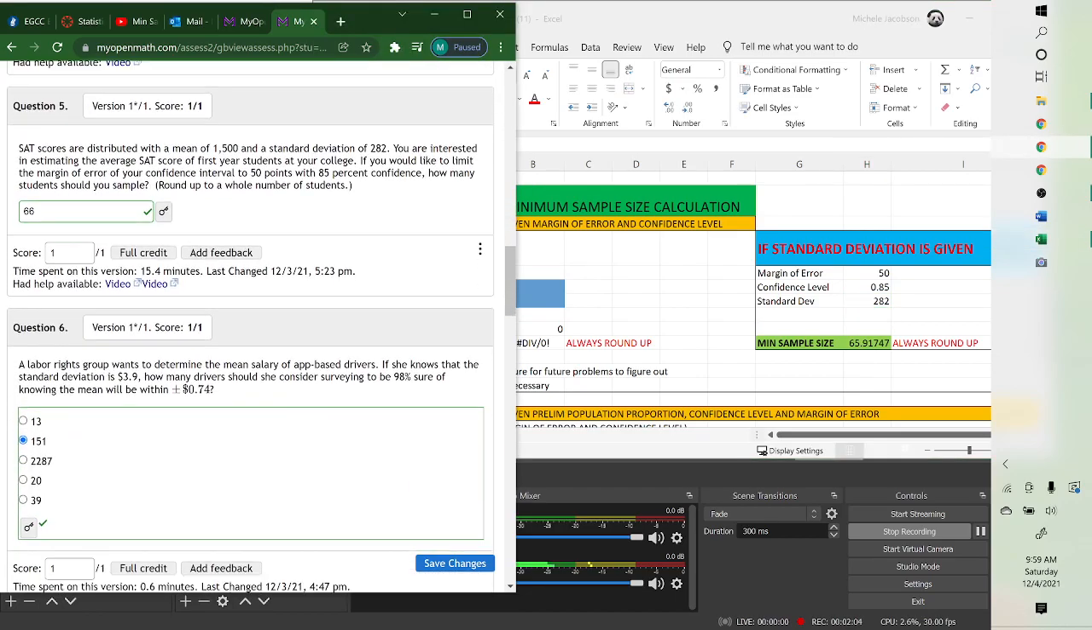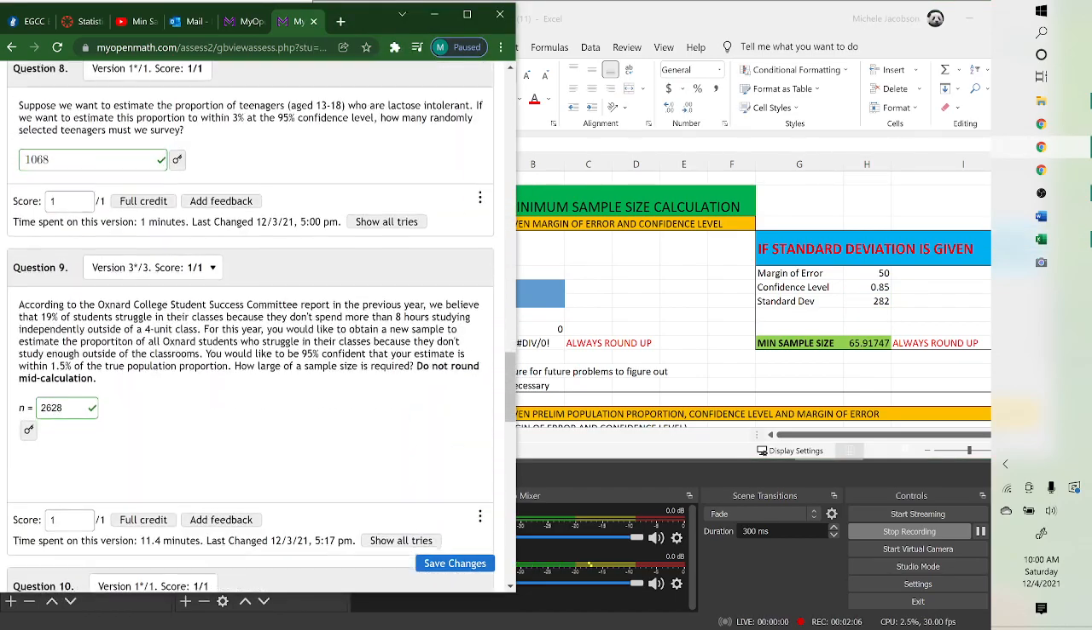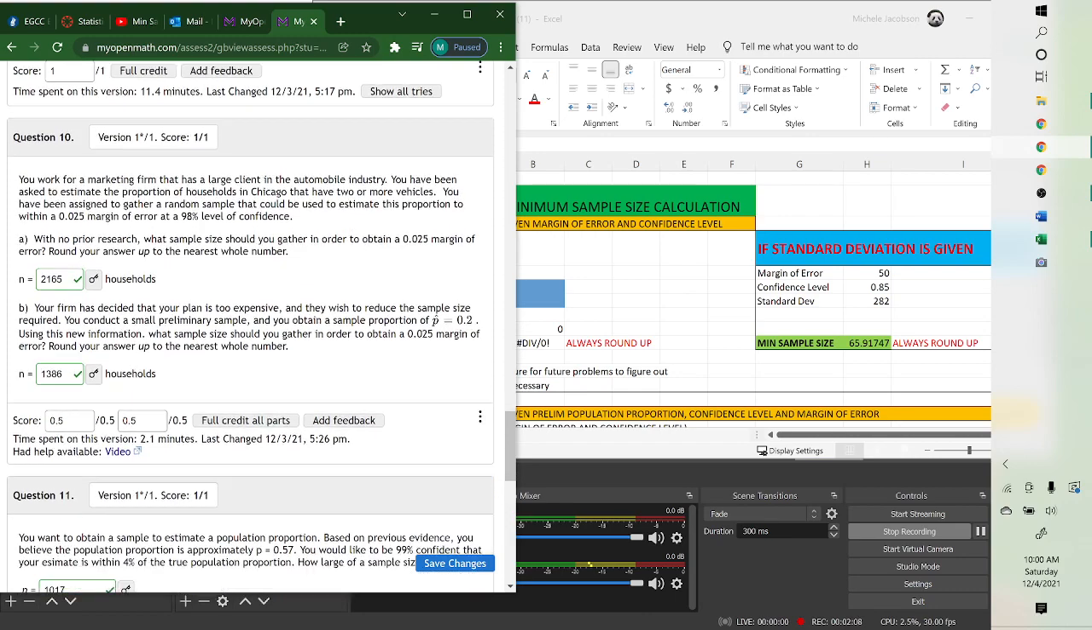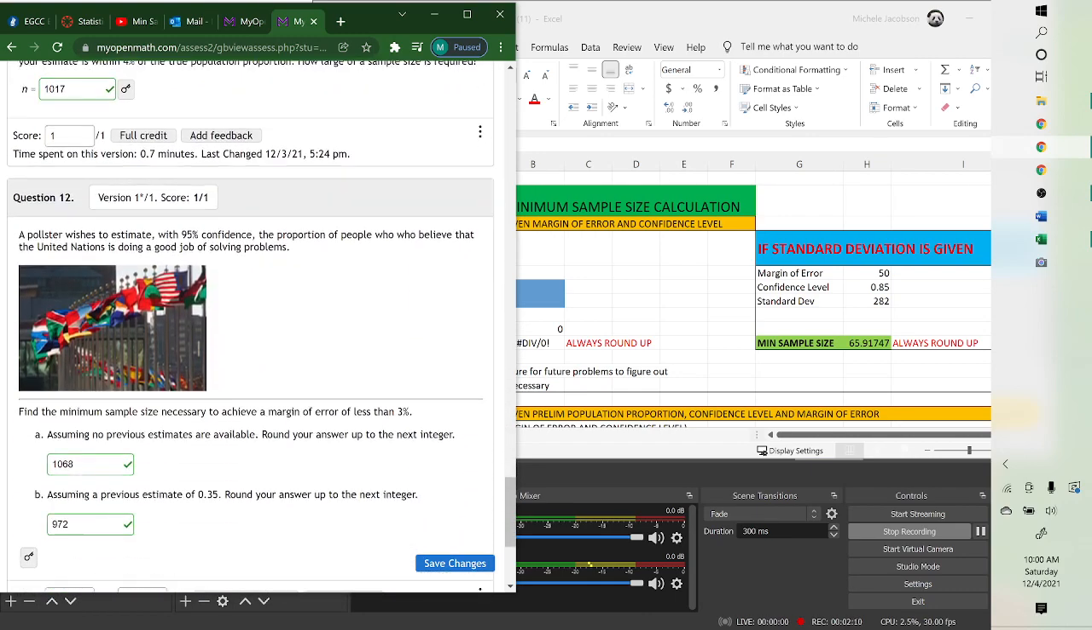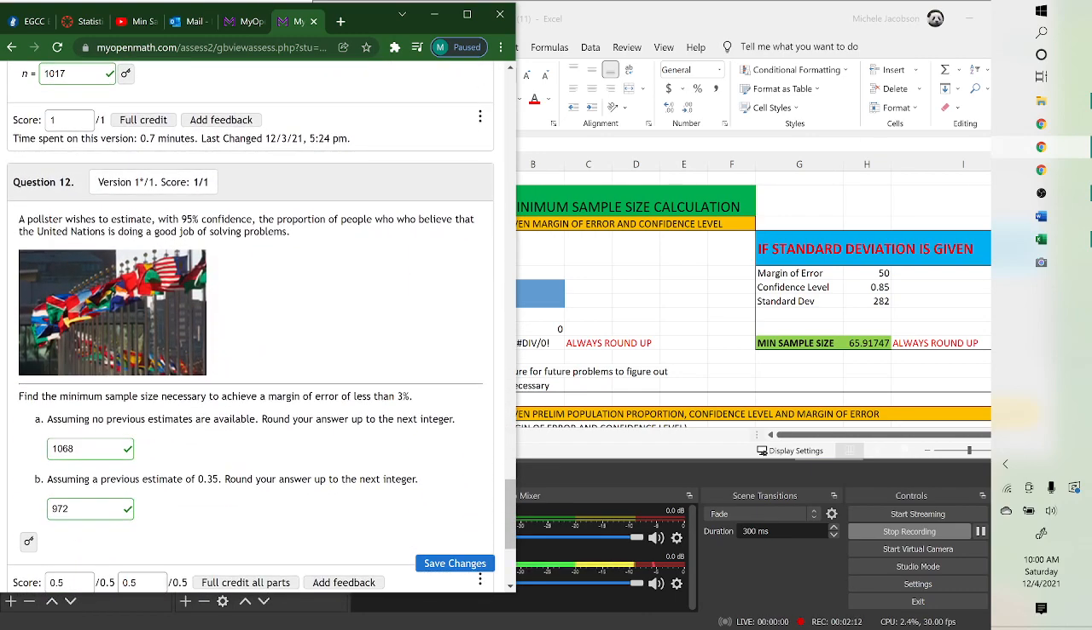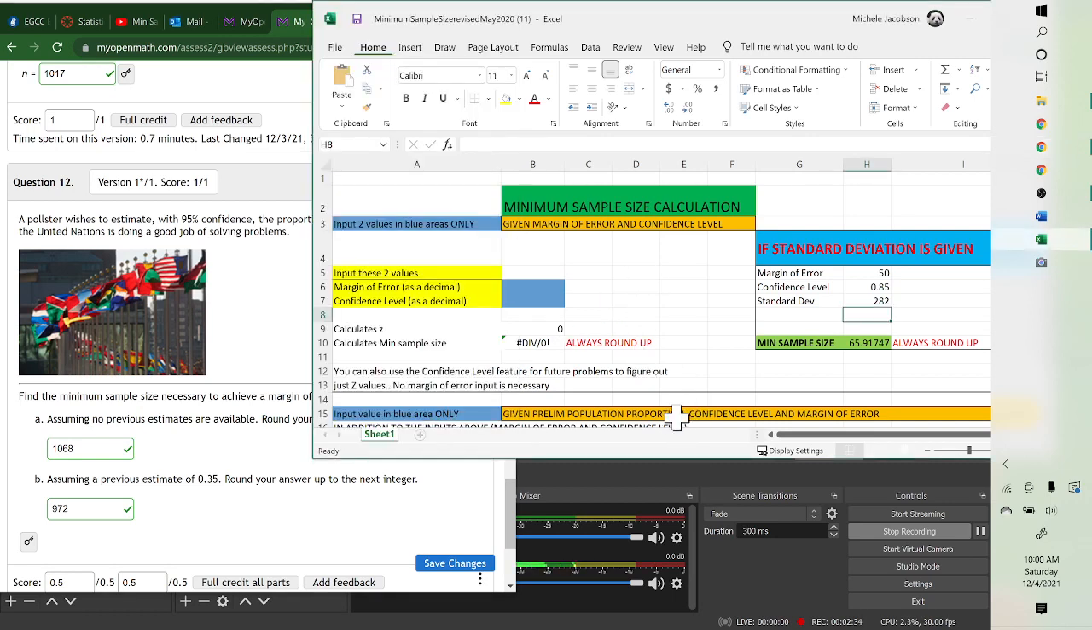And the other one that you had a question on was number 12. 11, 12, here it is. A pollster wishes to estimate within 95% confidence interval the proportion of people who believe the U.S. is doing a good job. So now this one's a proportion. It's used in the bottom. And we want a sample size necessary for a margin of error less than 3%. So this one uses down here.